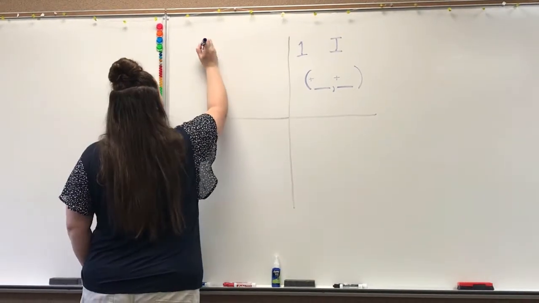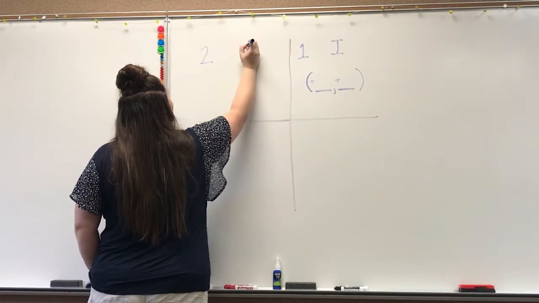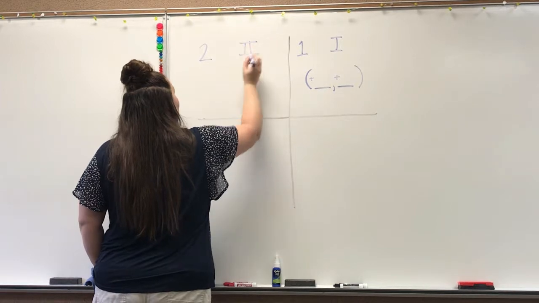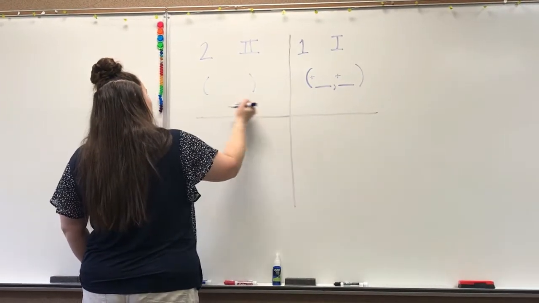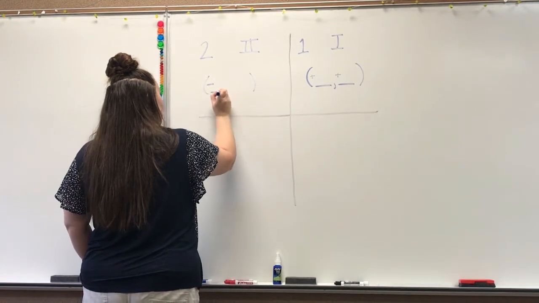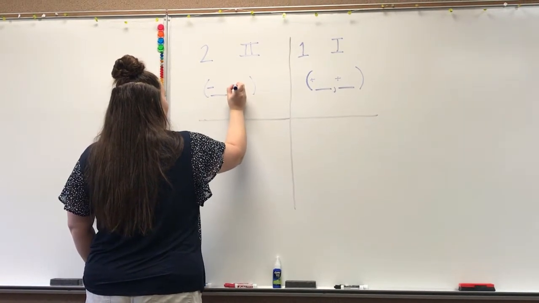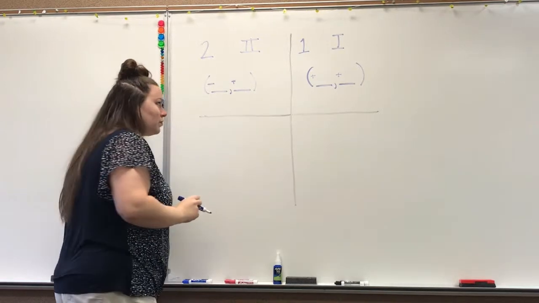So this is quadrant 2. And the ordered pair, you're going to have to run backwards. So it's going to be a negative number followed by a positive number.